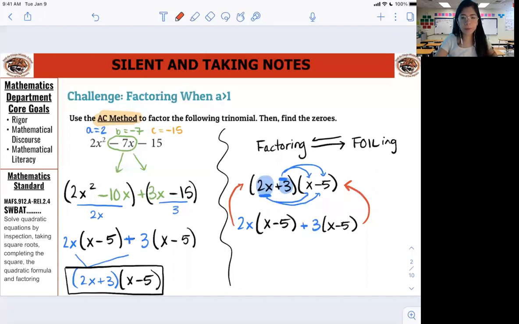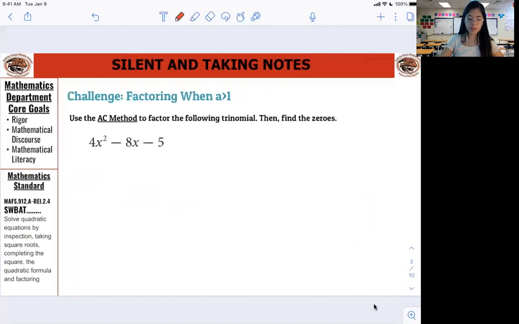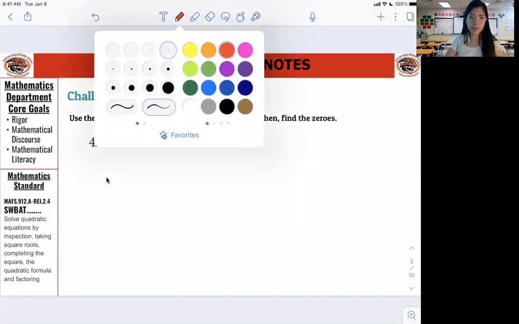Okay, cool. All right. So let's do another one. So in this example, very similar situation, right? If you want to divide by 4, we're good here. We're good here, but 5 divided by 4, not going to work. So we're going to go ahead and we're going to go through the AC method.